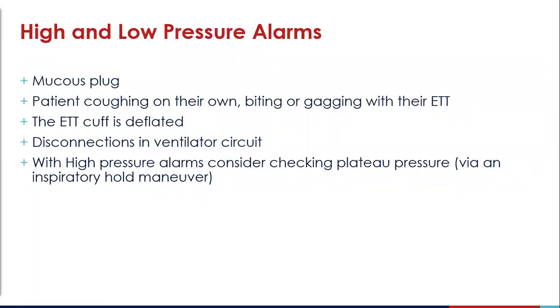High and low pressure alarms. When high, check for mucus plugs, and if the patient is coughing, biting, or gagging with their endotracheal tube, also consider checking plateau pressures via inspiratory holds. When alarming low, check to see if the endotracheal tube cuff is deflated or if there are any disconnections in the ventilator circuit.